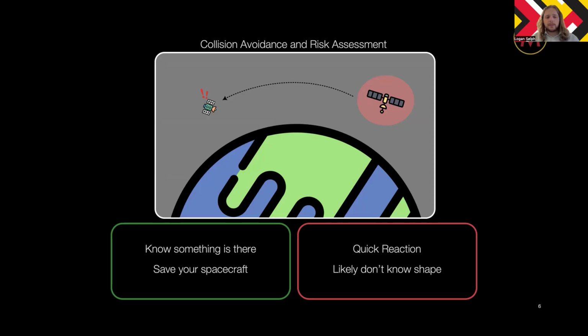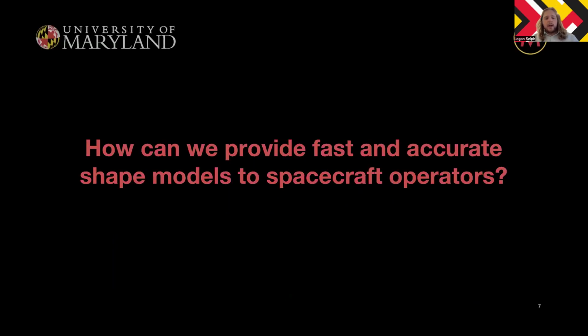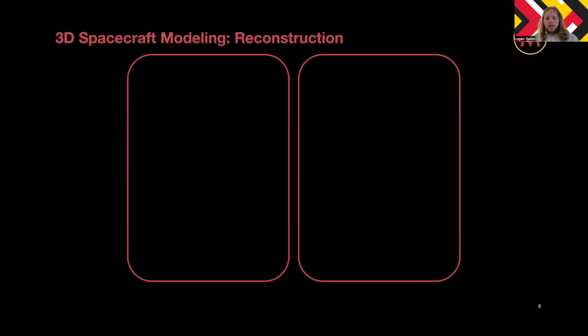So it's for reasons like this and plenty more that you could imagine that we want to know how we can provide fast and accurate shape models to spacecraft operators so that they can assess their situations a little bit better. Now, before we get into the NeRF modeling aspect of this, we need to talk about a couple of popular reconstruction methods. The first is structure from motion.